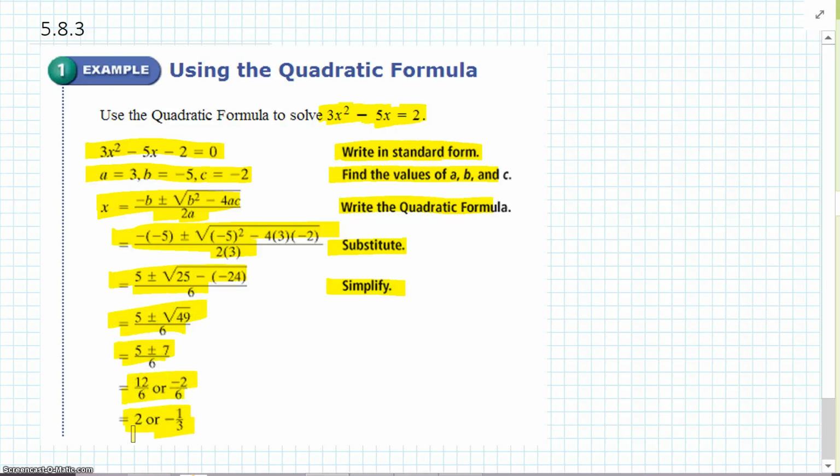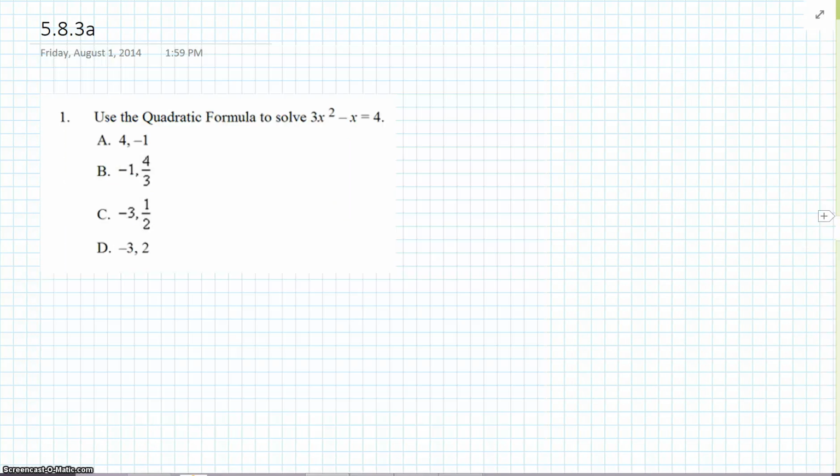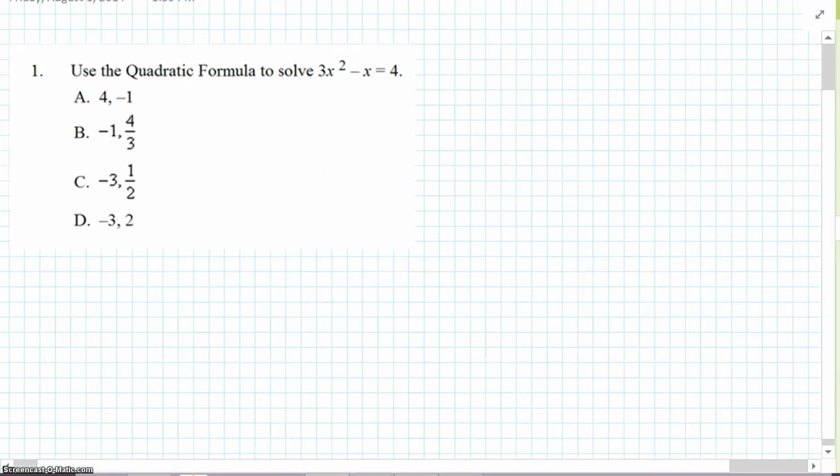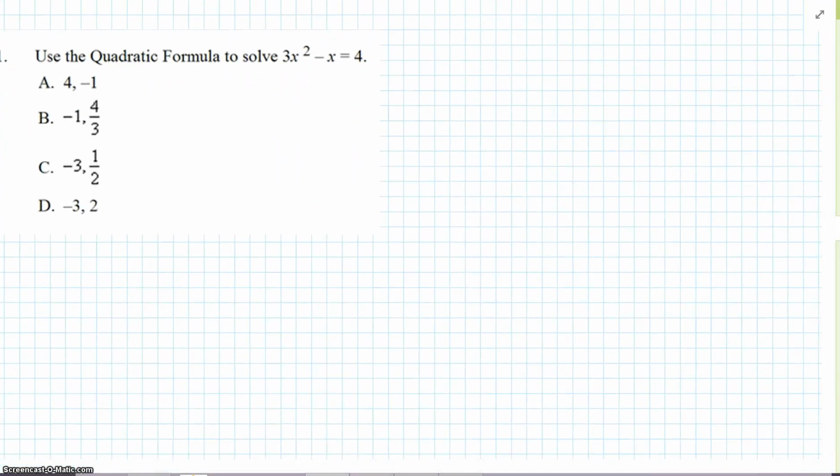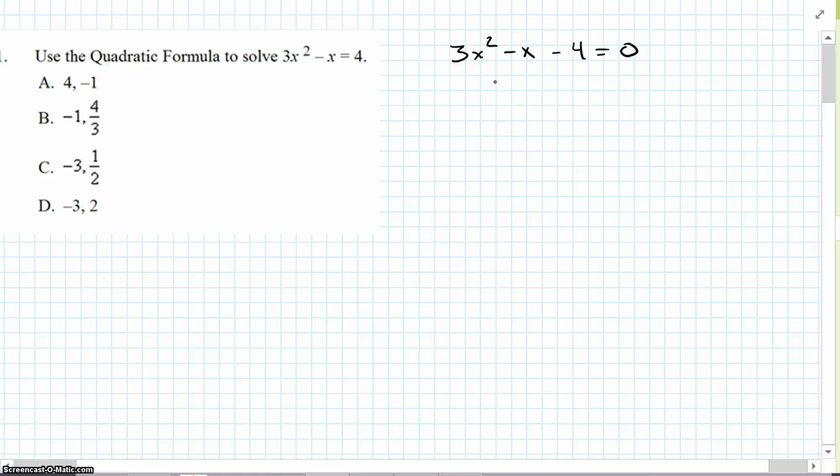Pretty easy. Okay, look at that example, fill it in on your notes if you need to. Okay, let's move on. So use the quadratic formula to solve 3x squared minus x equals 4. Step 1, 3x squared minus x minus 4 equals 0. Our a value is 3, our b value is negative 1, and our c value is negative 4.